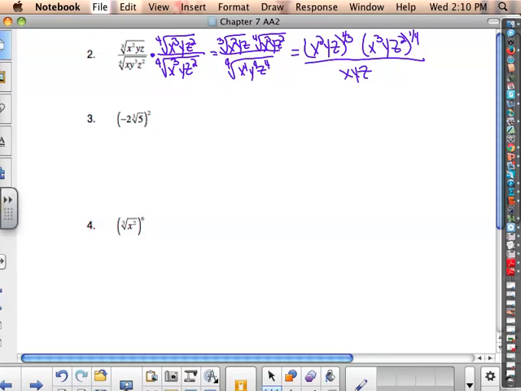Now your common index is going to be 12. So that's going to become this x squared, y, z raised to the 4/12, and then x to the 3rd, y, z squared raised to the 3/12, all over x, y, and z.